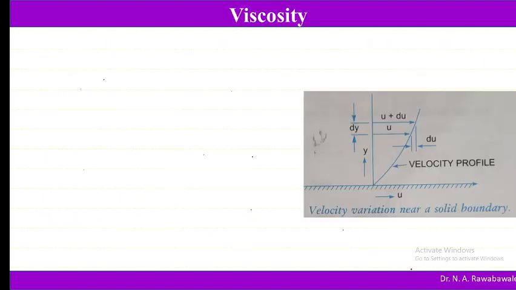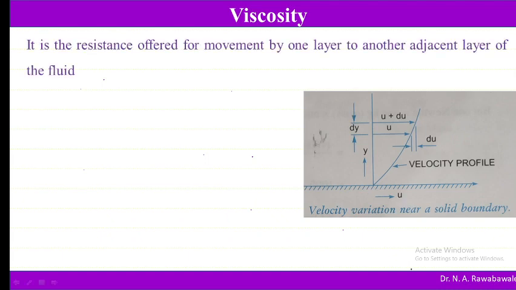So what is this viscosity? When a fluid is flowing through any passage or over a surface, the resistance is offered by one layer of fluid to the other layer. The resistance offered by one layer of fluid flowing to the adjacent layer is nothing but the viscosity. Now you can define it as the resistance offered for movement by one layer to another adjacent layer of the fluid.